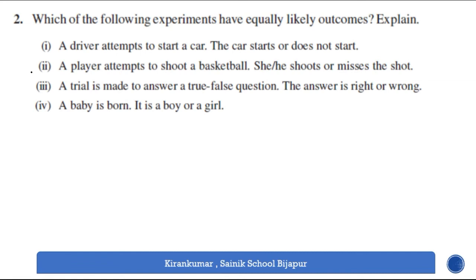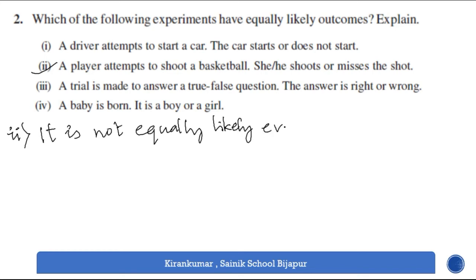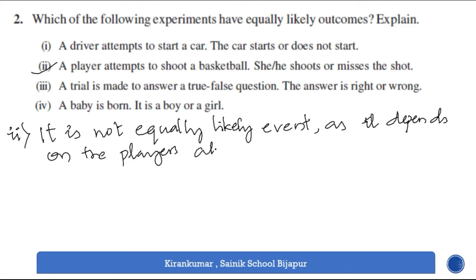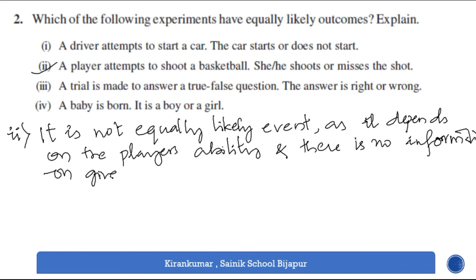Let's look at the second one. In the second case also, it is not equally likely, as it depends on the player's ability and there is no information given about that.